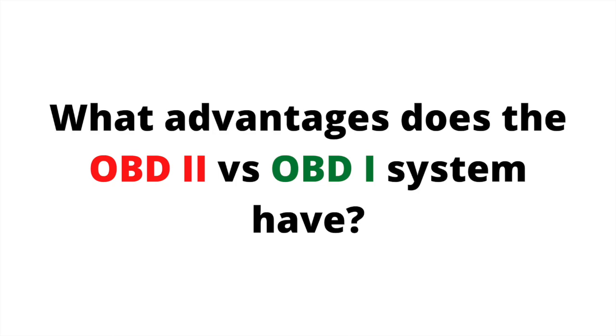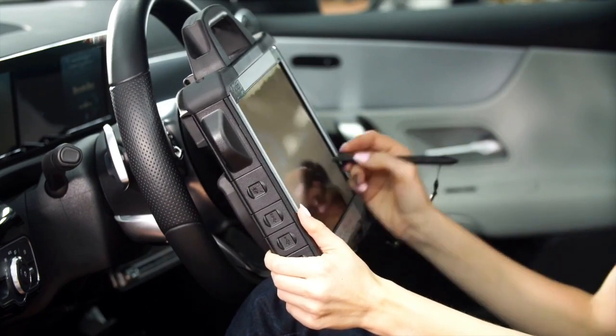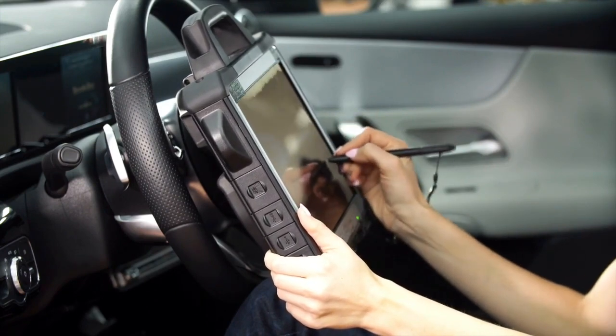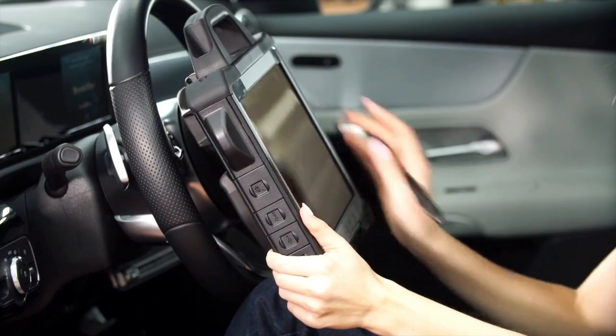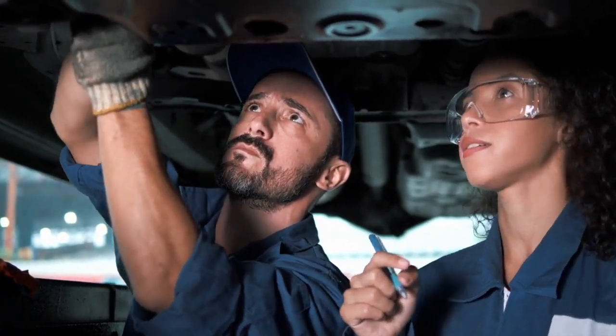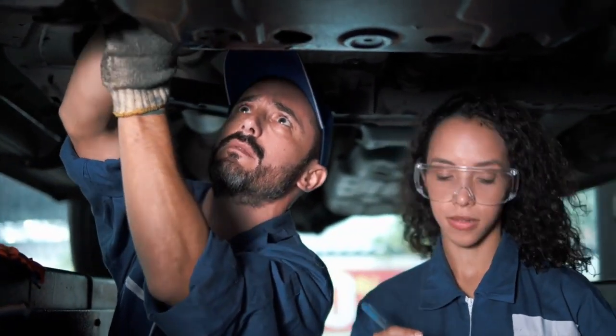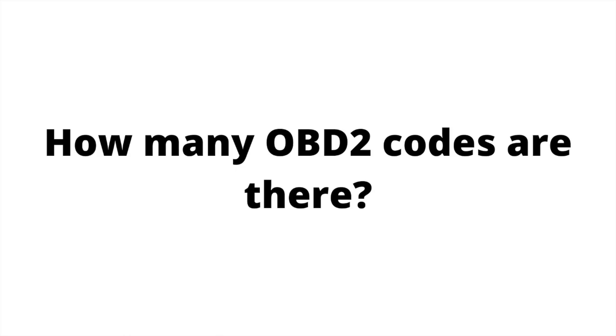What advantages does the OBD II system have versus OBD I? Its main advantage is that it gives a much more specific diagnosis of the faults and their location. OBD II can detect electrical, chemical, and mechanical faults, unlike OBD I, which only monitored some of the components related to emissions.